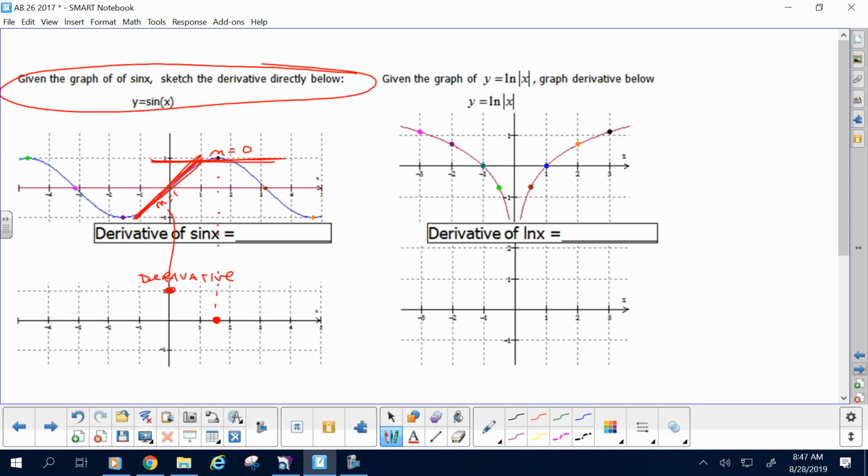What about at this point? What do you reckon that is just past 3? Pi. And what does the slope look like at pi? Negative 1. So at pi, directly below an x of pi, the slope is negative 1. And what about this guy here? Where's the minimum of sine usually? The min of sine is usually 3 pi over 2. And what does it look like the slope is there? 0, yeah?